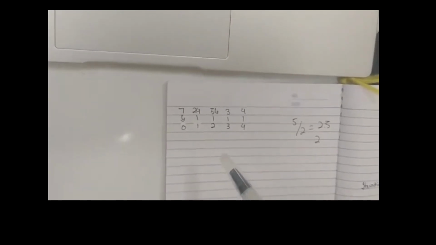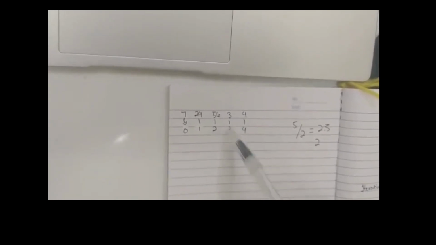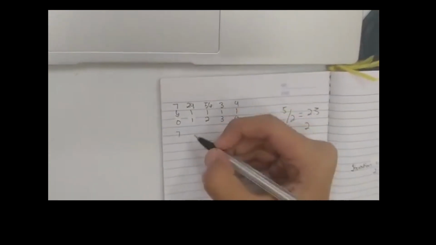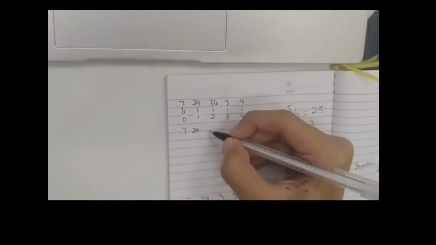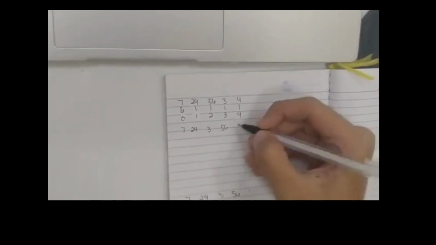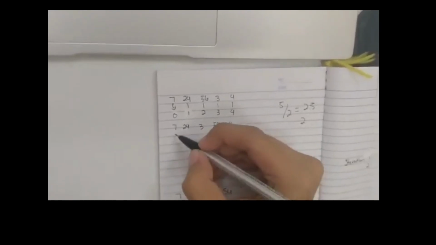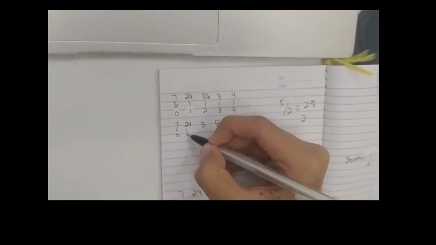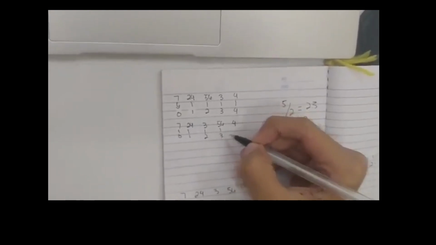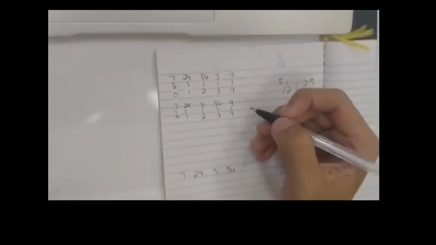So 3 minus 2 equals 1. So index 3 and 1 will exchange places. So this will be 7, 24, 3, 56, 4. So repeat it again. The indexes are 0, 1, 2, 3, and 4.